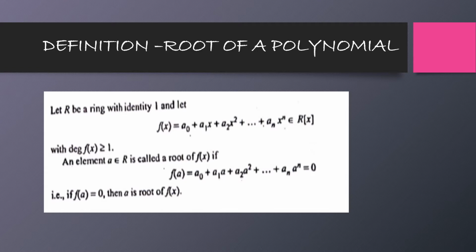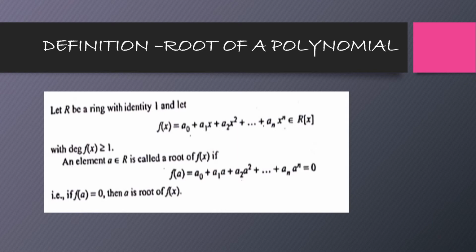Now the degree of f of x is greater than or equal to 1, they are saying. So necessarily we are going to take a polynomial whose degree is greater than or equal to 1. Why are they mentioning it as greater than or equal to 1? Why can't it be less than 1? Why can't it be 0? We cannot have it negative. So why can't it be 0?